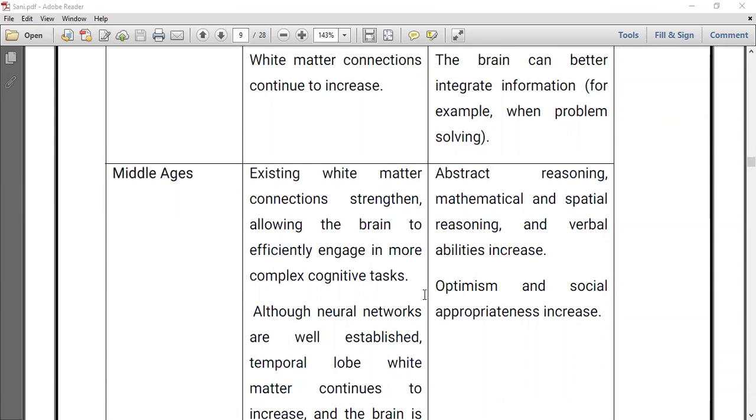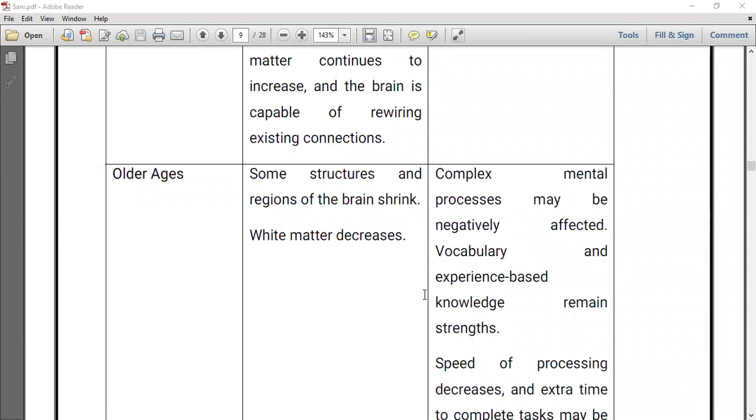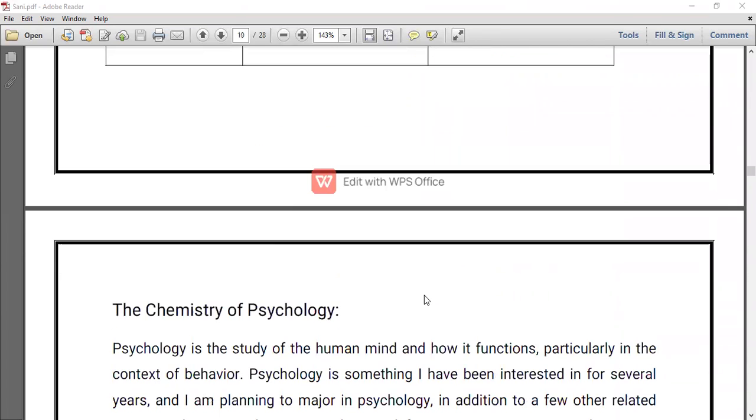In middle age, existing white matter connections strengthen, allowing the brain to efficiently engage in more complex cognitive tasks, and the behavioral changes include that abstract reasoning, mathematical and spatial reasoning, and verbal ability increase. Optimism and social appropriateness increase. In older age, some structures and regions of the brain shrink and white matter decreases, and the behavioral changes include that complex mental processes may be negatively affected. Vocabulary and experience-based knowledge remain strong.